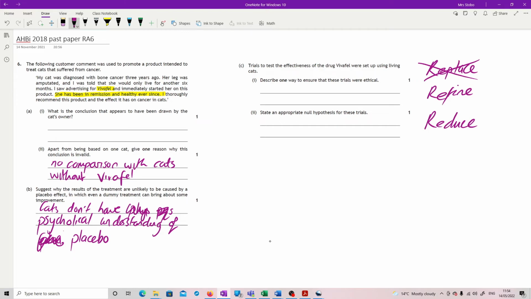Okay, an appropriate null hypothesis would just be that Vivafel does not treat cats for cancer. Does not affect cancer. Okay, that's question 6.